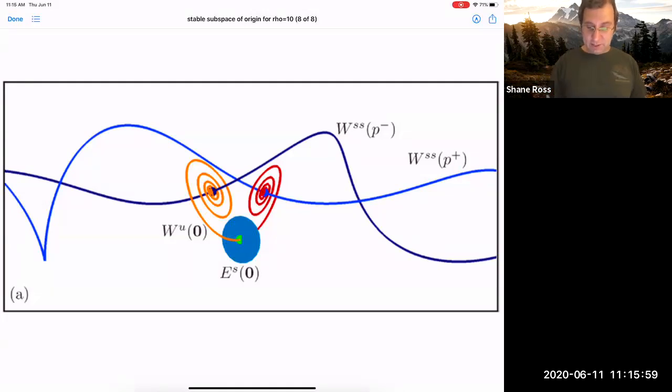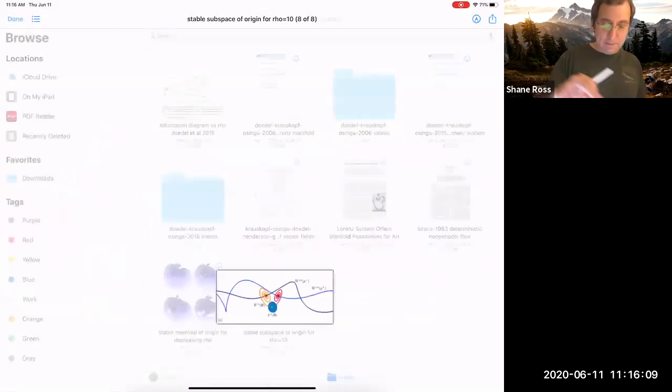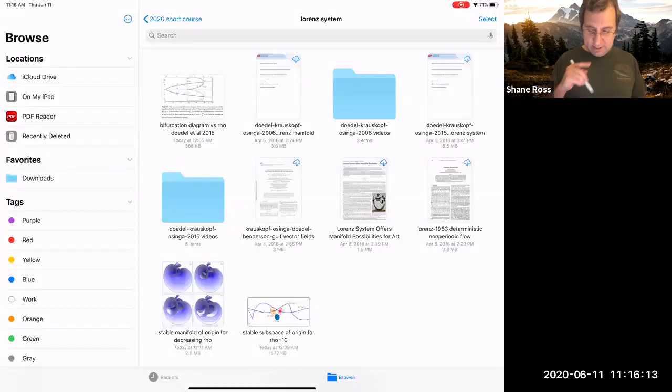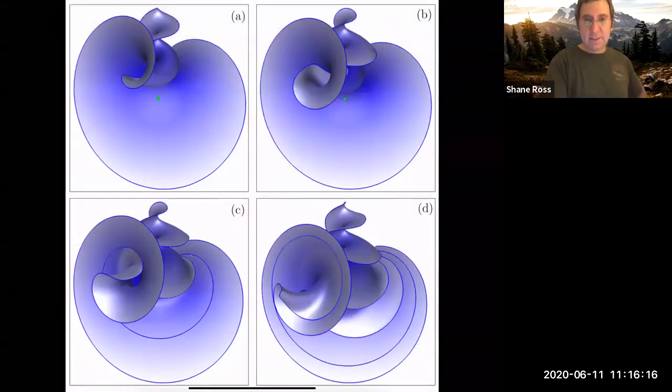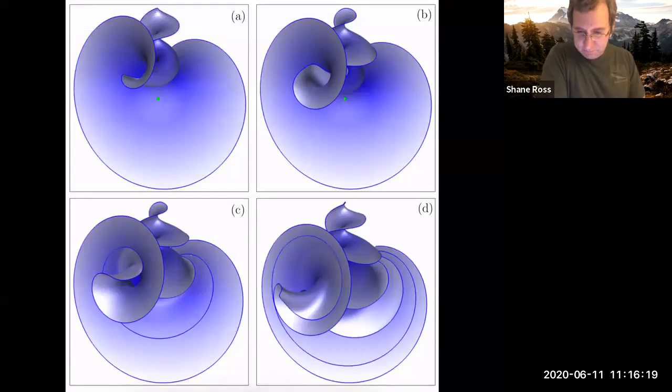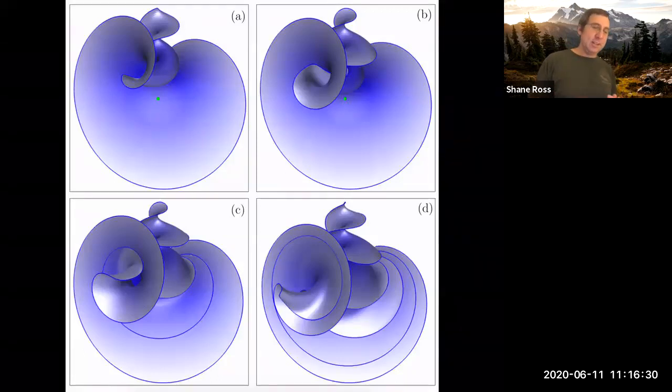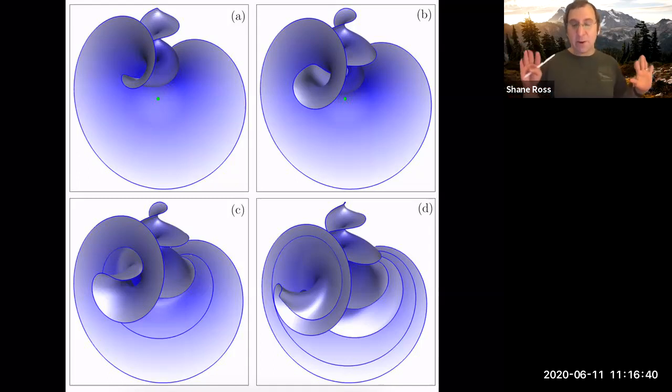The unstable manifold you see is this curve, and it's kind of winding. It's going away from the origin and then seems to be winding on to these P minus and P plus, which must be stable. These are different views of the stable manifold of the origin. I think it's for decreasing rho. So up at the upper left, that's for the largest rho. But this is a group that does very careful manifold computations, so they're following it out very, very far from the origin. But if you started with any initial condition along here, it will go to the origin.